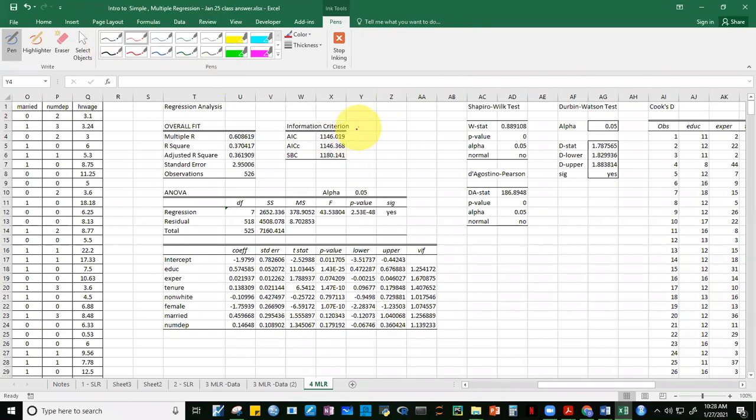AIC, this is called your Akaike Information Criterion. So maraming klase yan, guys, no? Ito Akaike. This is also Akaike, yung C dito corrected. Yung small c dyan corrected. And this is your SBC, this is your Schwarz Bayesian criterion.